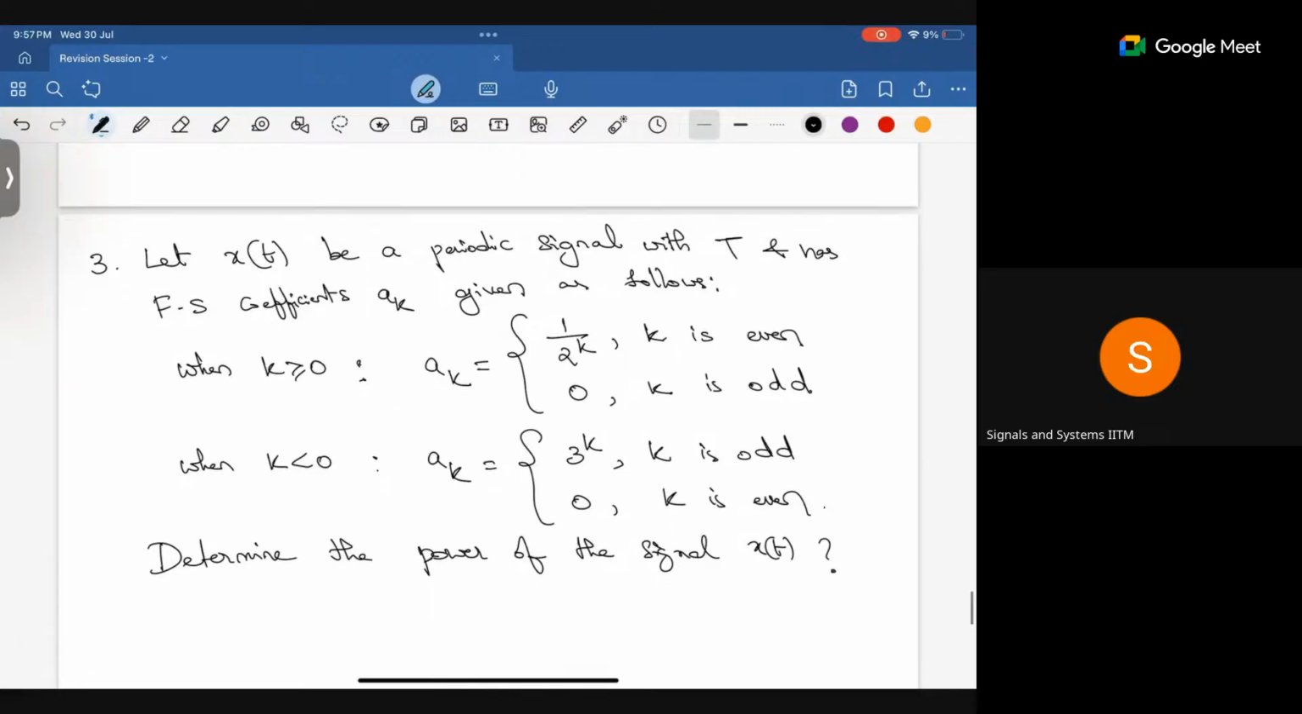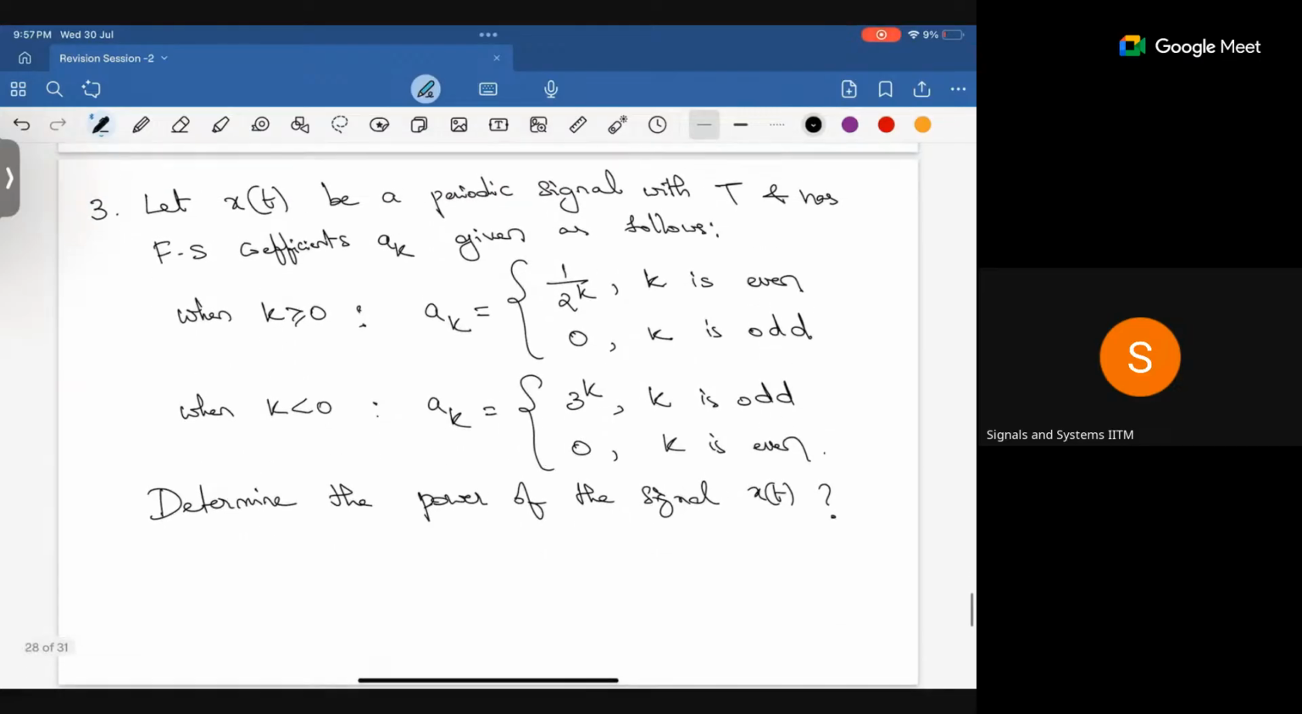And yeah, there is one more problem which actually uses this Parseval's theorem. Whenever coefficients are given to you and they're asking for power, it means that you have to use Parseval's theorem. Okay, so here is an example. X of t is a periodic signal with period capital T and has Fourier series coefficients ak given as follows. When k is greater than or equal to 0, ak's are 1 by 2 power k when k is even and 0 when k is odd. When k is less than 0, ak's are 3 power k when k is odd and 0 when k is even.